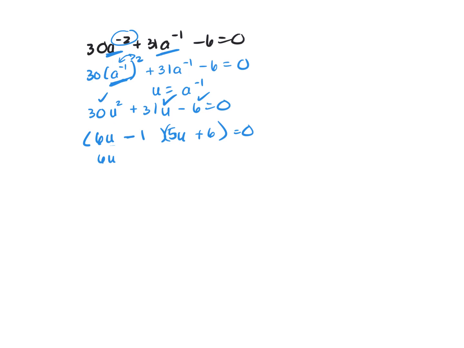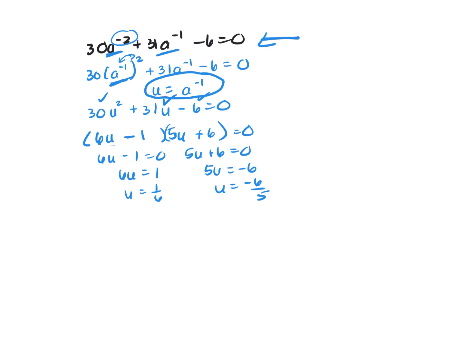So solve each one. Set each one equal to 0. 6u minus 1 equals 0, that's 6u equals 1, u equals 1 sixth. 5u plus 6 equals 0, 5u equals negative 6, u equals negative 6 fifths. But we weren't solving for u at the very beginning. We were solving for a. So we need to resubstitute in terms of a. Well, u is a to the negative 1, and u is a to the negative 1.